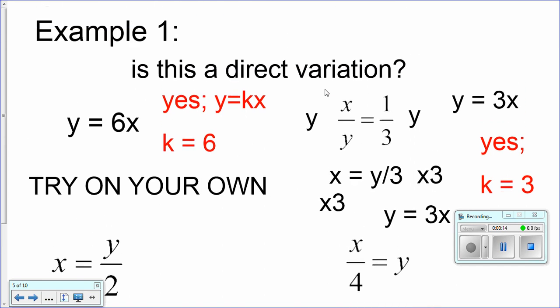Alright, you're going to try these two on your own: x equals y over 2, and x divided by 4 equals y, and see if they actually come out to look like y equals k, a number, times x.